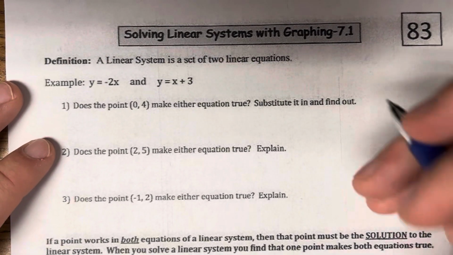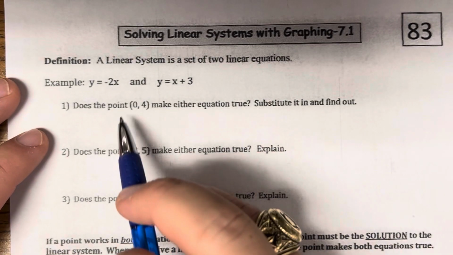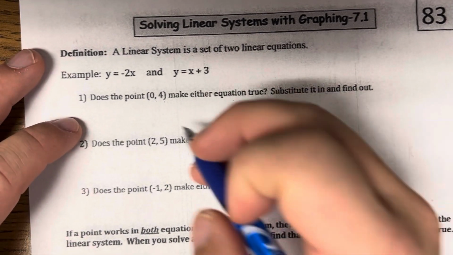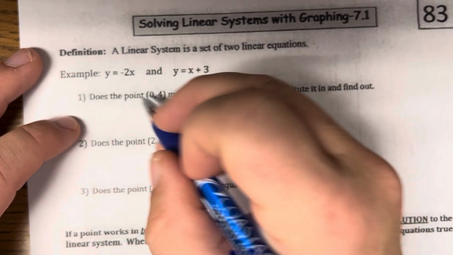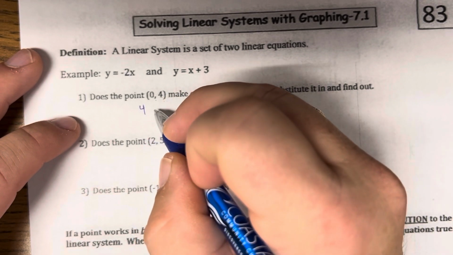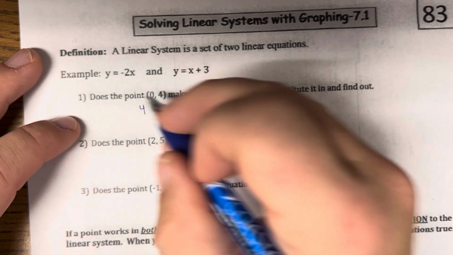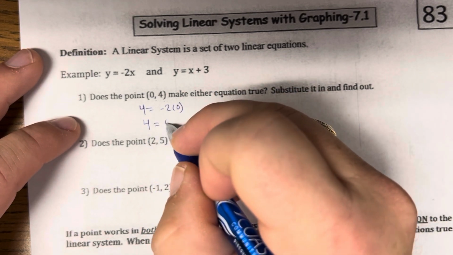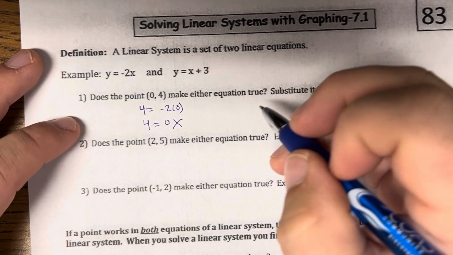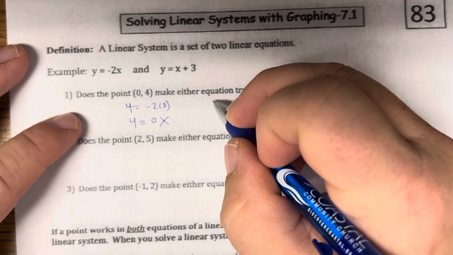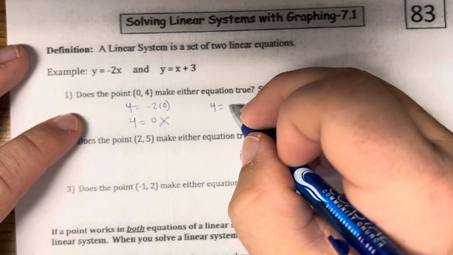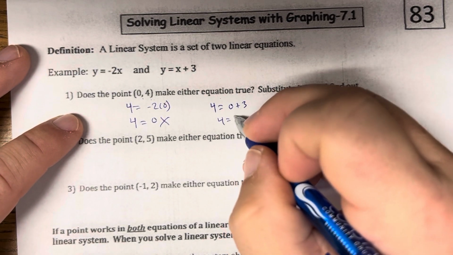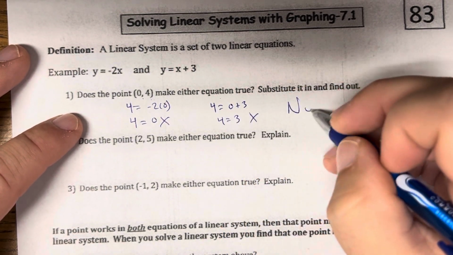All right, a linear system is a set of 2 linear equations. Does the point 0, 4 make either equation true? And so for the first one, if I plug in 4 for the y and -2 times 0 for the x, does 4 equal 0? Nope. Now let's try the other one. If I plug in 4 for my y and 0 for my x, does 4 equal 3? No.